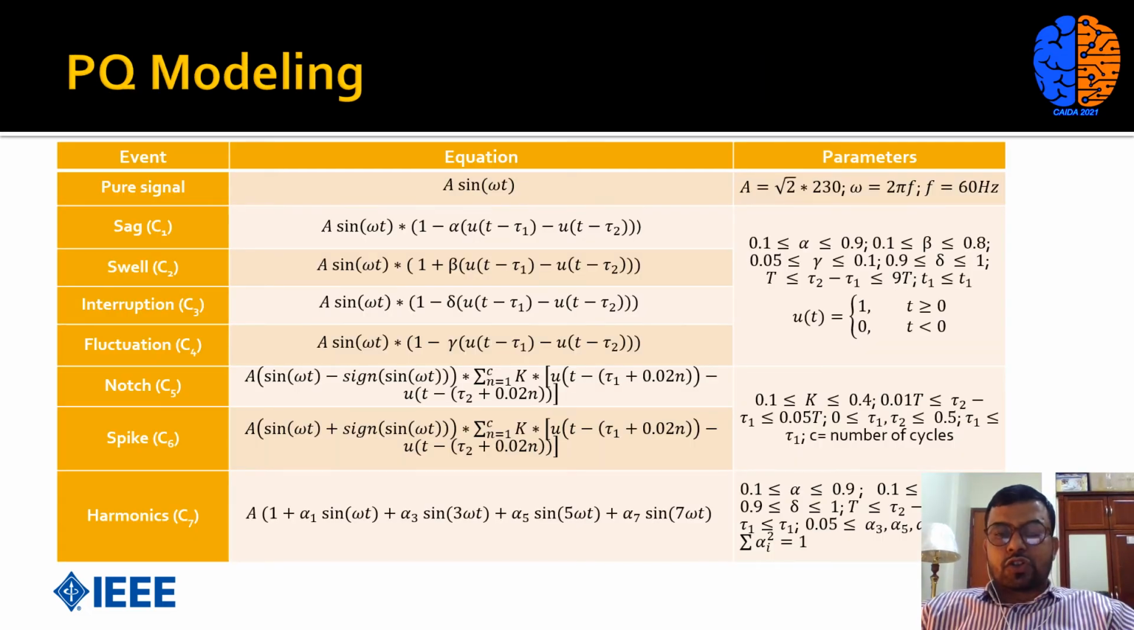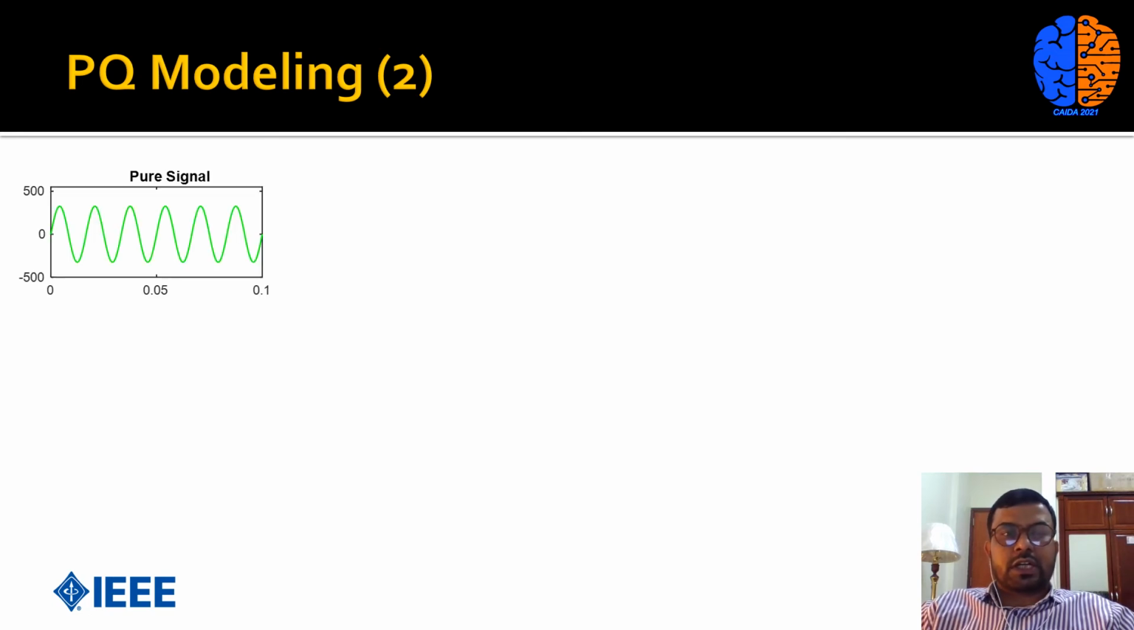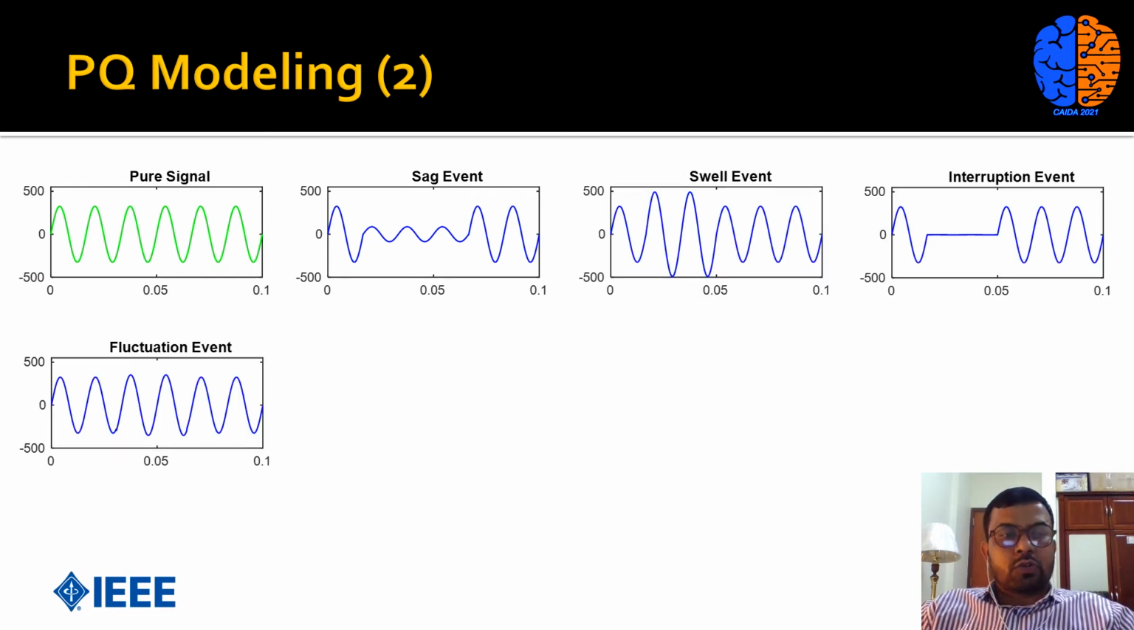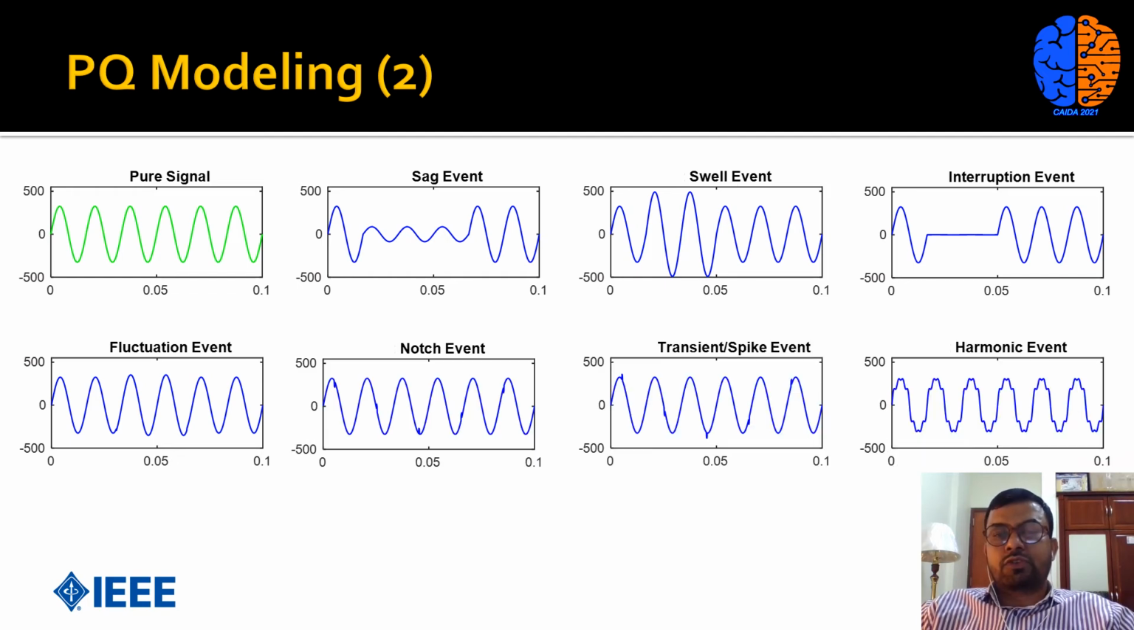This table shows the mathematical models of different PQ events, including sag, swell, interruption, fluctuation, notch, spike, and harmonics. As can be seen, there are different parameters in the third column of the table. By changing the values of the parameters, we can generate different numbers of samples for each PQ event. Now let us have a look at the modeled PQ events. We have the pure signal, sag event, swell event, interruption event, fluctuation event, notch event, the spike or transient event, and finally the harmonic event.